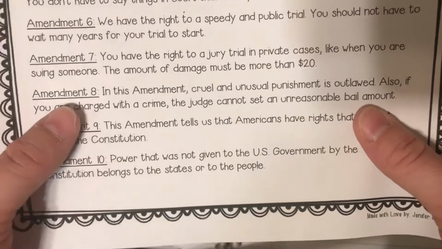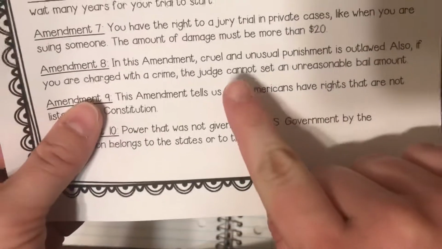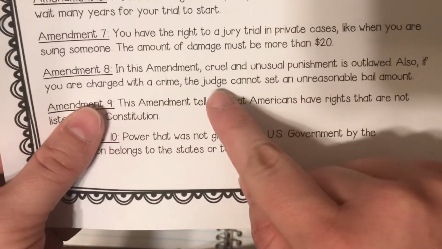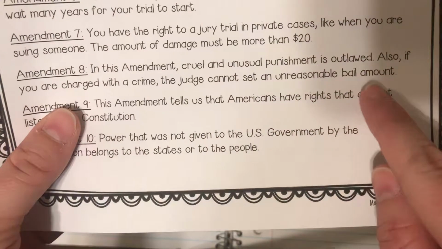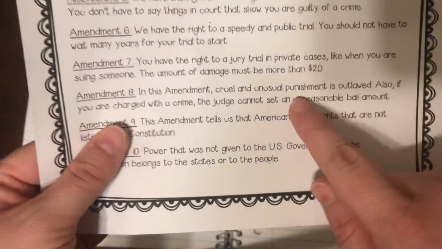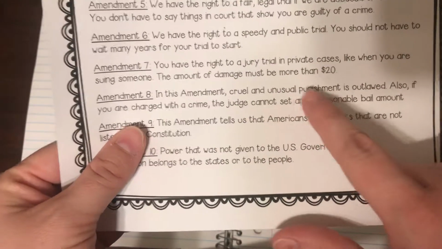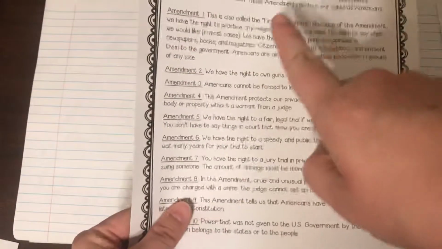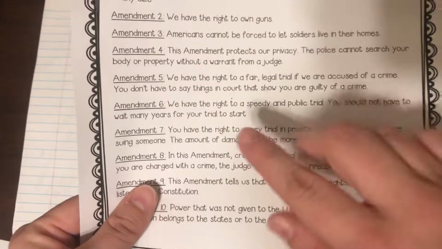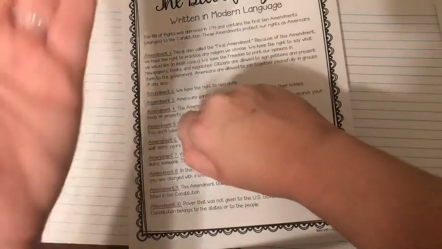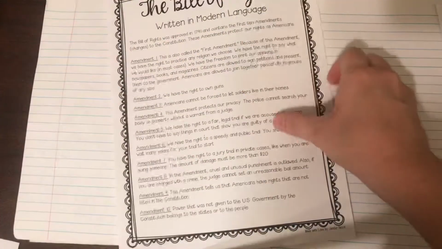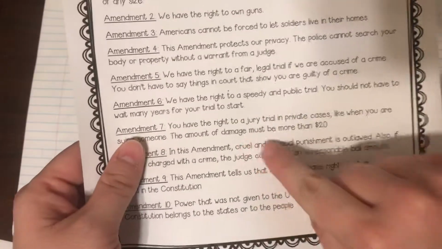In this amendment, number 8, cruel and unusual punishment is outlawed. Also, if you are charged with a crime, the judge cannot set an unreasonable bail amount. So just briefly, this means cruel and unusual punishment, torture, and weird ways of punishing people still existed at the time when this was created after the Constitution in the 1790s and early 1800s. For example, if you stole something, in some countries, they cut your hand off so you weren't allowed to steal again. Or you were branded with something. So in our case, we said, no, that's called cruel and unusual punishment.